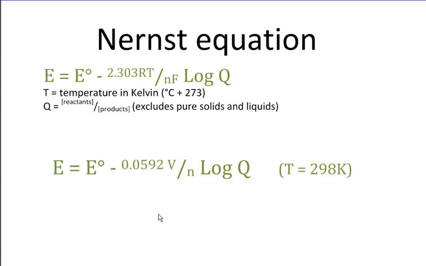2.303 times R times T divided by Faraday's constant comes out to be 0.0592 volts. And if you divide that by the number of electrons transferred times the log of the equilibrium constant, or what we just calculated as Q, and subtract from the standard cell potential, so the cell potential at standard conditions, you can figure out the charge of any battery given the concentrations.